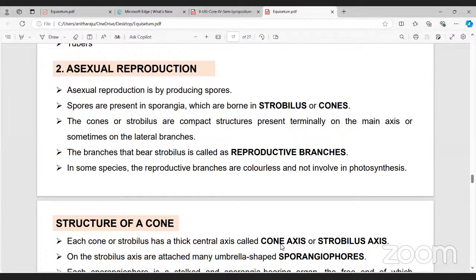Reproduction. You will mainly focus on sexual reproduction by the formation of spores. How are the spores produced? Spores are produced inside the cone. The cone is a compact structure on the terminal axis. Inside the cone, sporangia are also present.